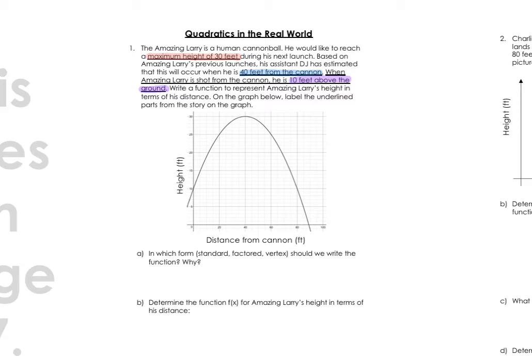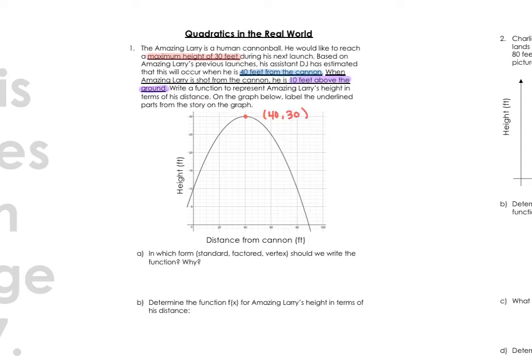So first thing we're going to do is, using the graph, we are going to label the underlined parts from the story on the graph. Okay, so I highlighted the important information. The first thing, it says that he would like to reach a maximum height of 30 feet. Well, that point is right here. That's the vertex, and that height is 30 feet. And it says that he's going to reach that height when he is 40 feet from the cannon. So if we look here, the vertex is (40, 30).